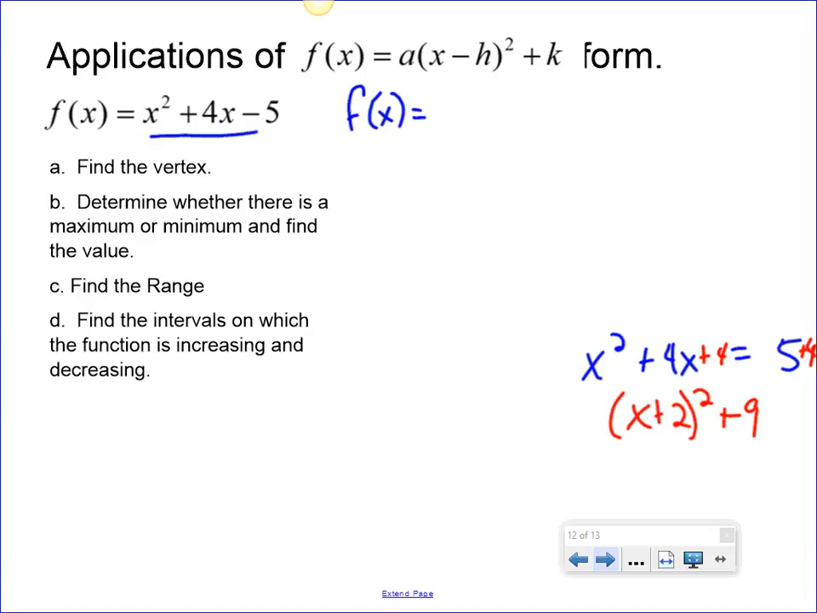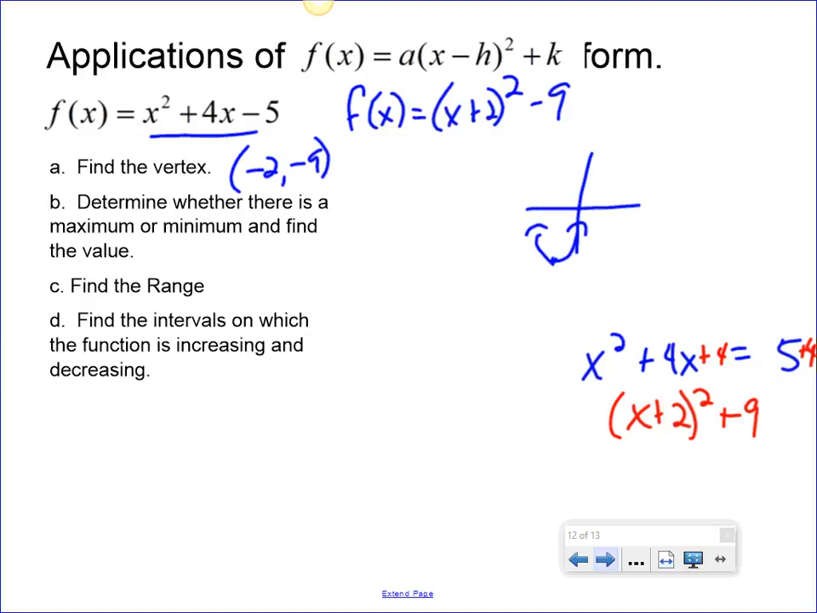So when I move it back into function form, it becomes x plus 2 squared minus 9. So find the vertex. Hopefully we can see. Shift it left 2, down 9. So it's going to be negative 2, negative 9. So if I'm thinking of where it is located, negative 2, negative 9, it's here, and it's opening up. It's going to do something like that.